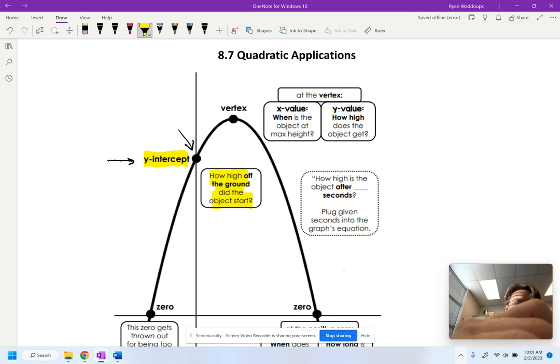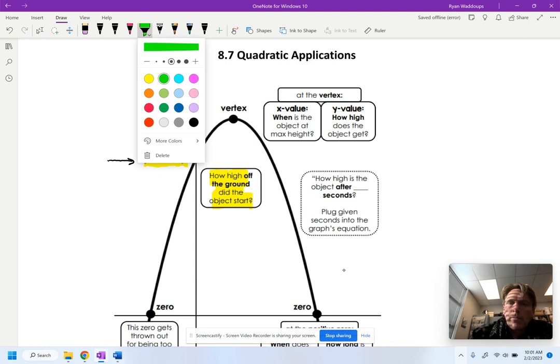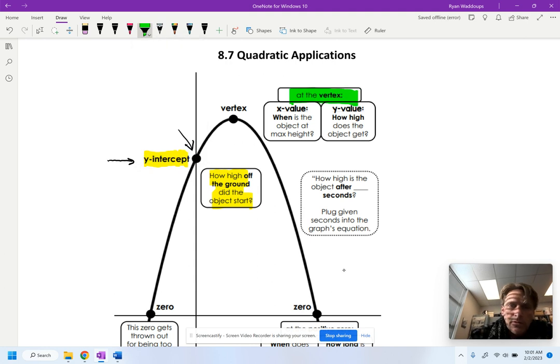And then we've got the vertex, the highest point. The x value says when is the object at its maximum height? When is it at its highest point? And then the y value is the actual how high does that object get? Okay.